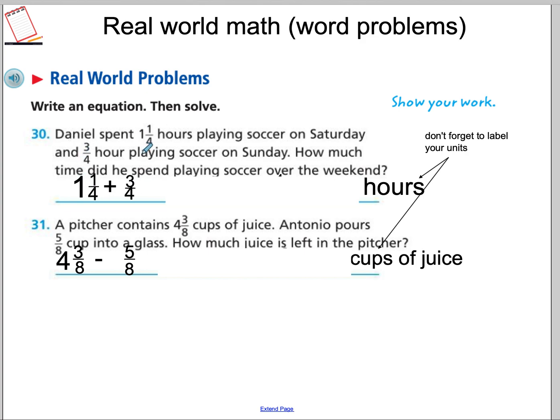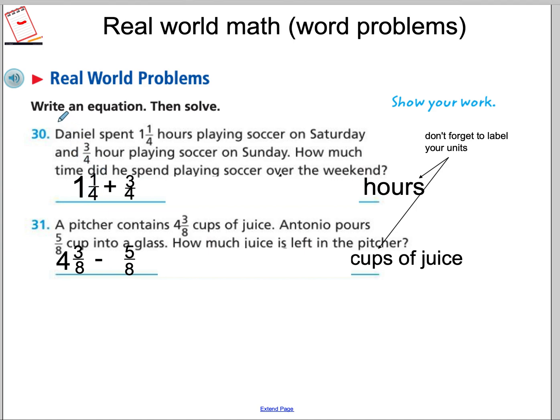It says in the book here, write an equation, then solve. So I'll read the problem, and I'd like you to give yourself some space to do it in your notebook. Number 30 says, Daniel spent 1 1/4 hours playing soccer on Saturday and another 3/4 hour playing soccer on Sunday. So not quite a whole hour on Sunday. How much time did Daniel play over the weekend?